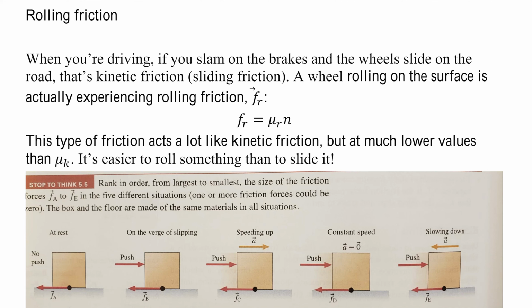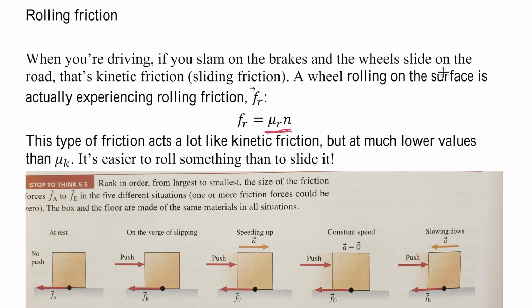And we have a formula for that too. We have mu sub R, the coefficient of rolling friction. That is a number, just like mu sub S and mu sub K, and it's times the normal force as well. This type of friction acts a lot like kinetic friction, but it has a much lower value than mu sub K because it's much easier to roll something than it is to slide it. If you can roll the object, it's easier than sliding it, and probably physically you know that as well.